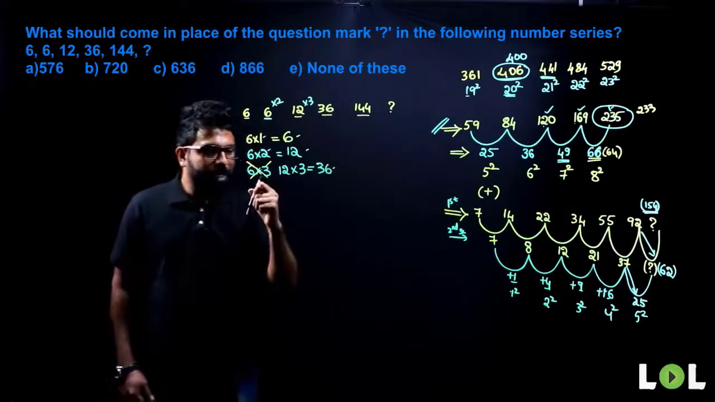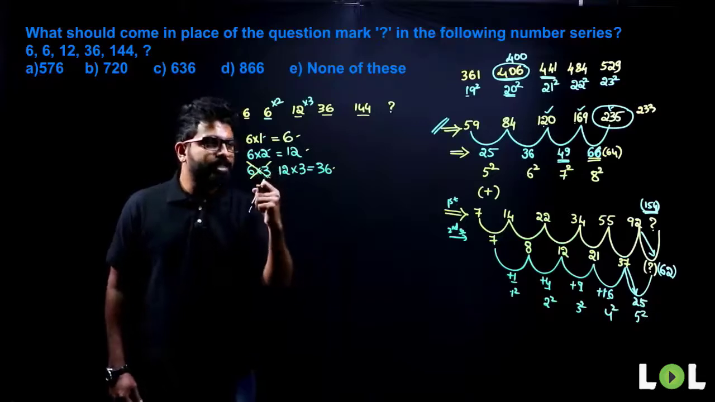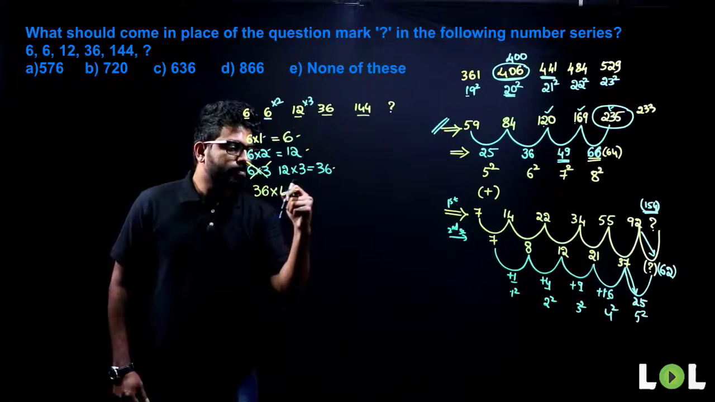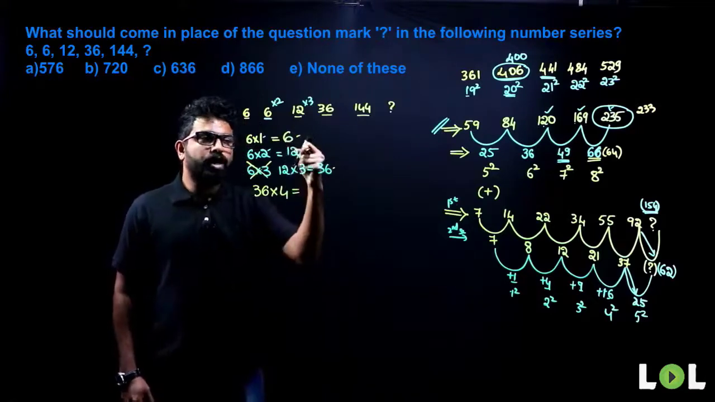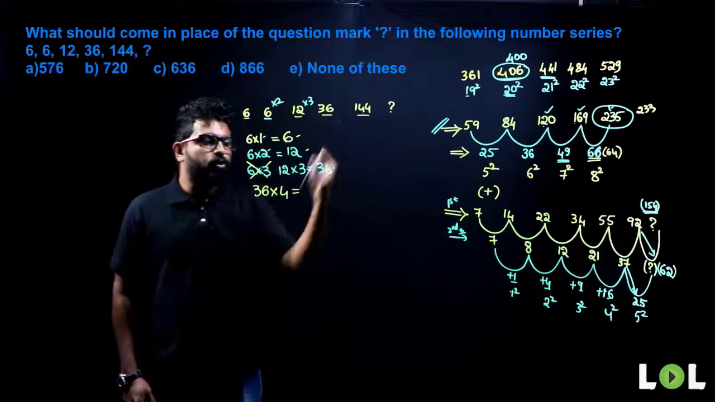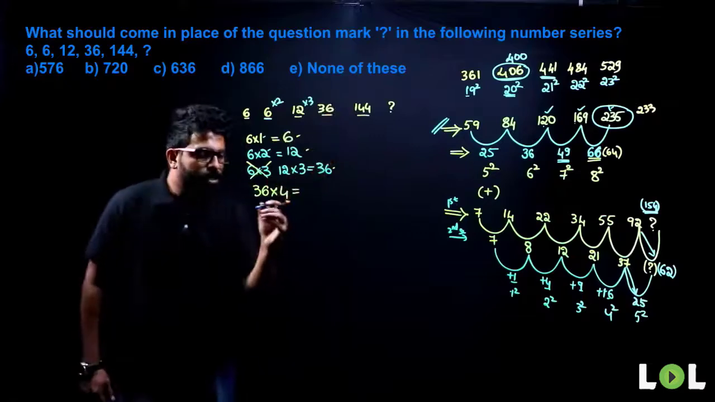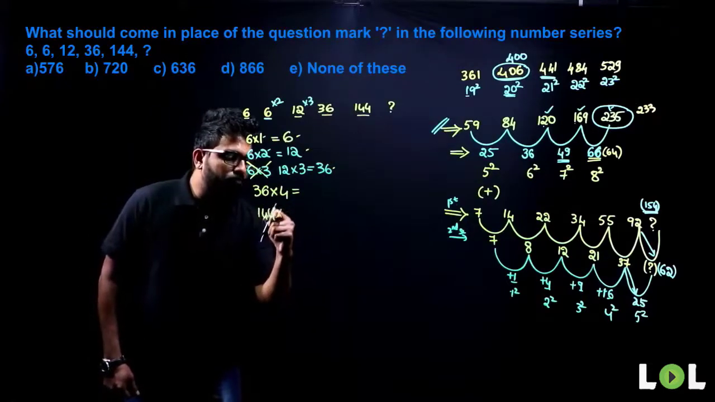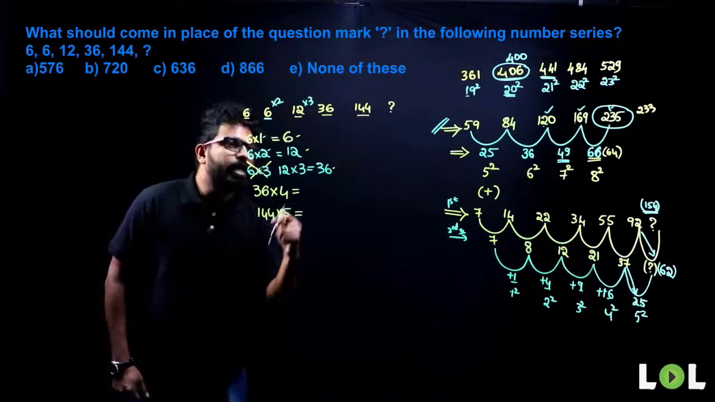So what should be my multiplication next? What should I multiply with next? I need to multiply 36 with 4. I need not do this because I've already got 3 logics and I already have 144 here. So that will be my answer there. So what do I need to do next? I need to multiply 144 with 5 to get my final answer.